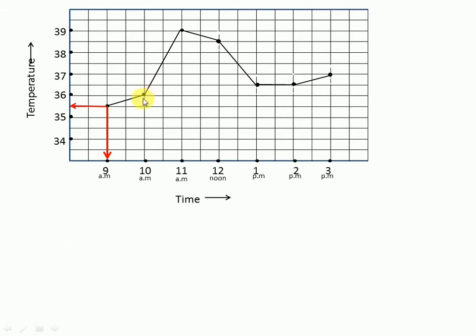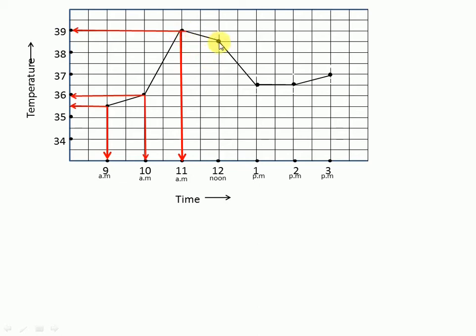Next recorded data is here. This point shows the second data. Let's see what it says. On x-axis the time is 10 AM and the temperature is 36 degrees. Next, see here, next recorded data is here. It shows the time 11 AM and the temperature is 39 degrees Celsius.